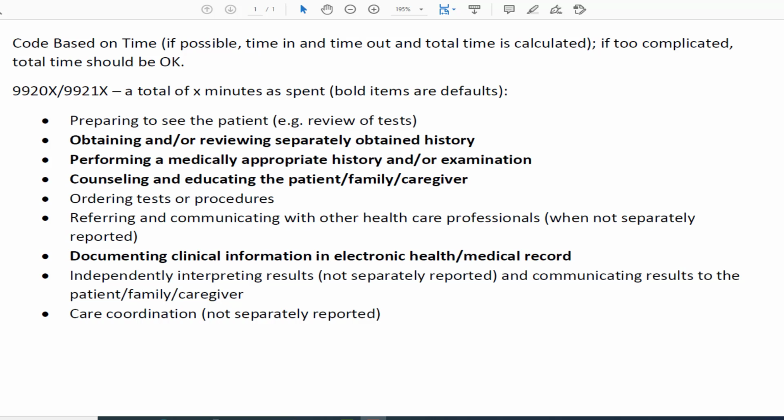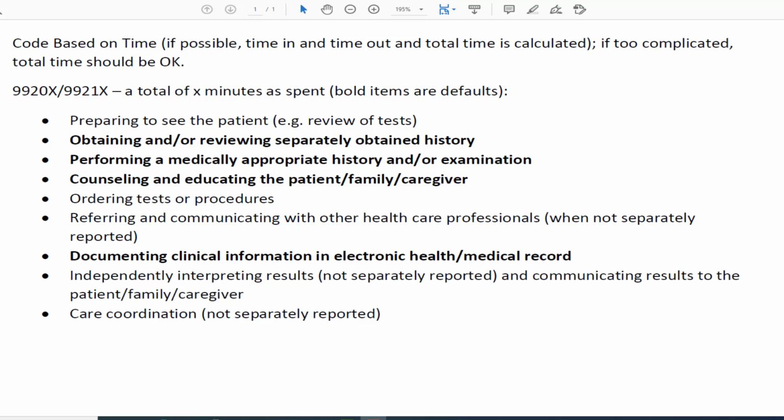Documenting clinical information in the electronic health or medical record. So if you're using EHR or EMR, the time it takes you, not your staff, but you, to enter that information into the software counts. Independently interpreting results not separately reported and communicating results to the patient, family, or caregiver. And finally, care coordination, which is not separately reported.